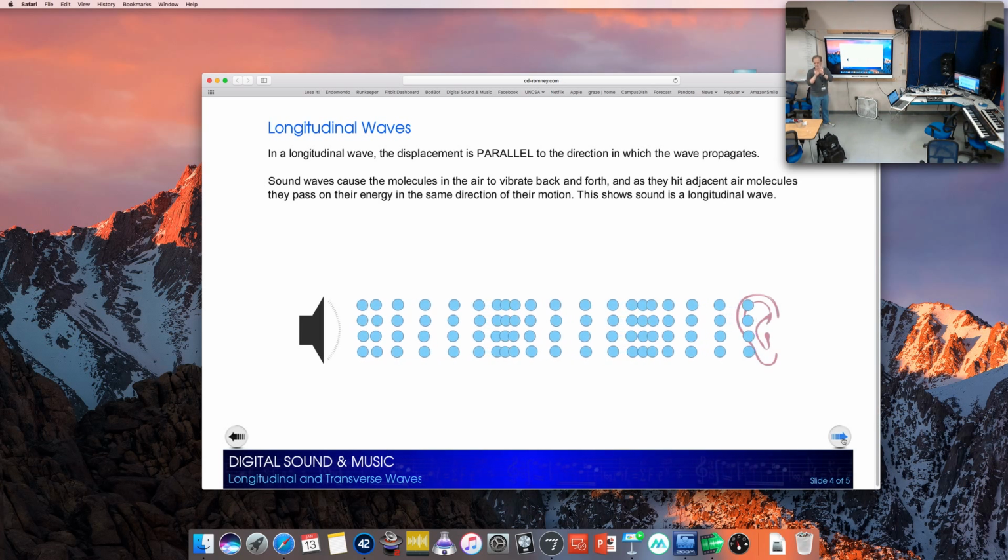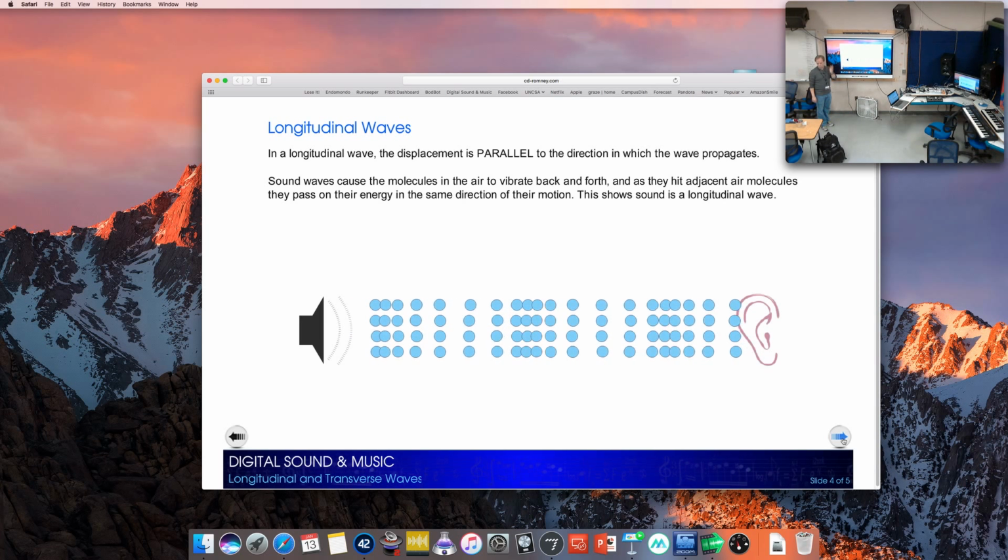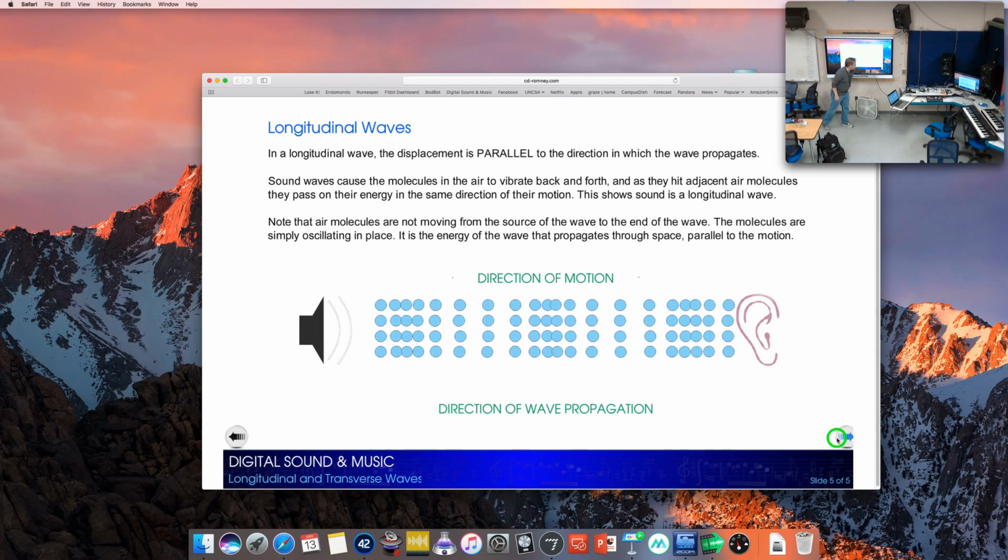What's really happening is you're pushing on those little molecules, and then they push on the ones next to them, that push on the ones next to them, that push on the ones next to them. And eventually they'll push against ones that are next to your ear, and your ear will move. Okay, the little bones inside of your ear will move. This is what sound is doing.